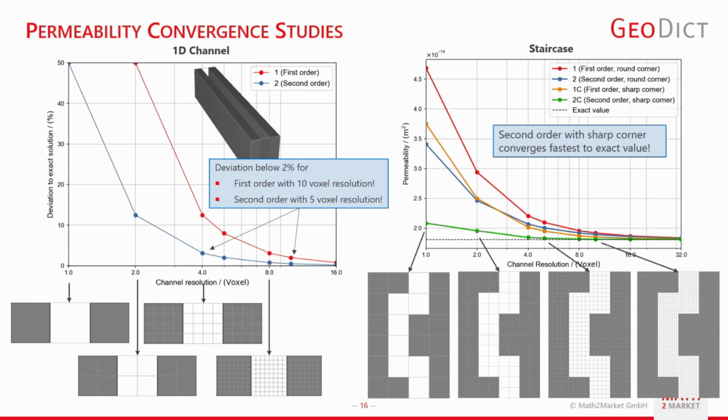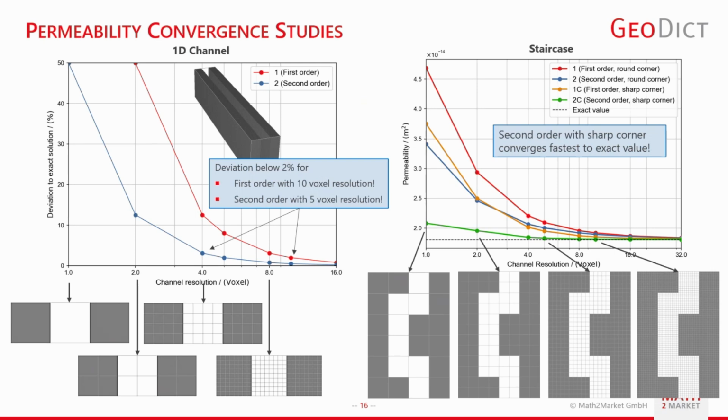I also want to show you some results here. You see this 1D channel again. On the x-axis, we have resolved this slit with different resolutions. From the left, you have the lowest resolution, just 1 voxel. On the right, we used, for example, 8 voxels or 10 voxels.